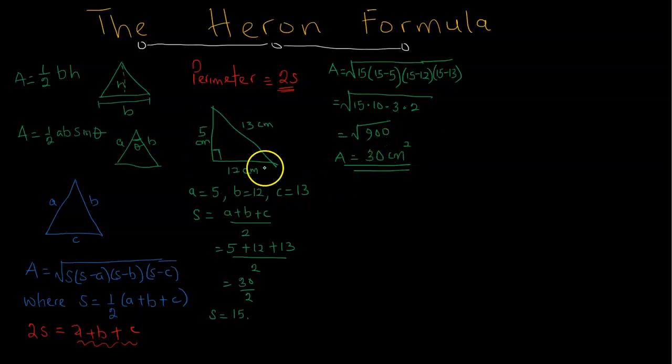And to confirm the veracity of our answer, if we choose to use half times base times height, we would also get 30 cm squared.